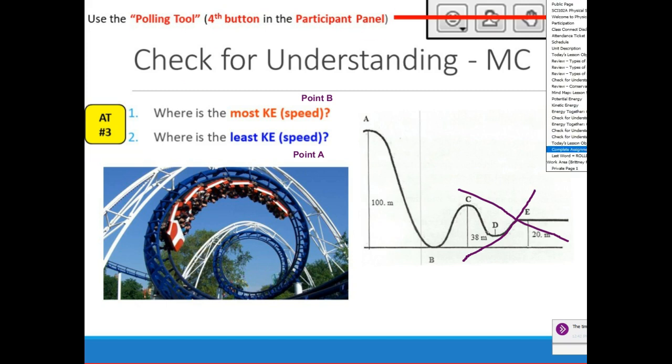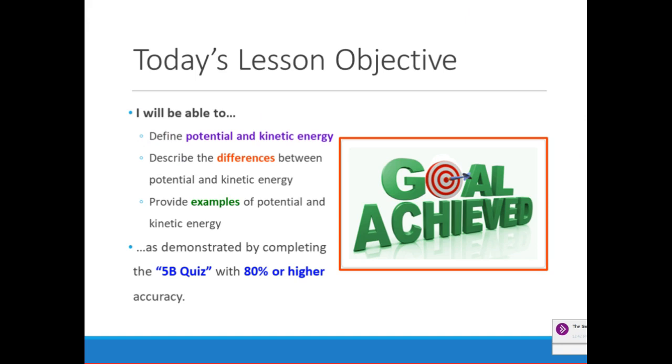Awesome, looking good. All right, guys, so at this point we should be able to define potential and kinetic energy, understand the differences between them, and provide examples of them. How are we feeling about this? Give me a thumbs up if we feel good about this, thumbs down if we're confused about any of this. Awesome, looking good.